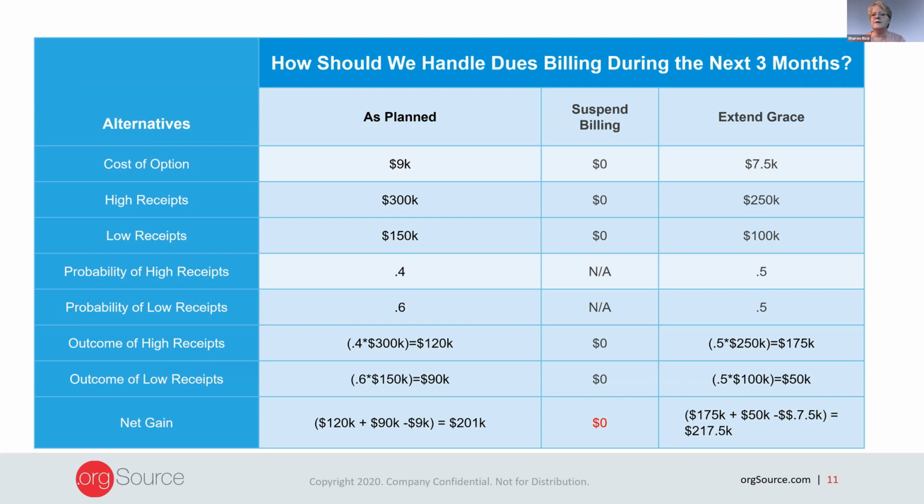So we're going to still have some bank fees with this. I think high receipts on this might be $250. So again, lower, because we're telling them essentially we're not going to terminate them. The low receipts are a little bit lower. This is a 50-50 proposition to me. So 50% chance that we'll be able to do it, 50% we won't. When I look at the outcome then, applying the probability to the high and the low receipts, and then calculating net gain, here I'm making a little bit more money, 217,000 instead of the 201 of going as planned.